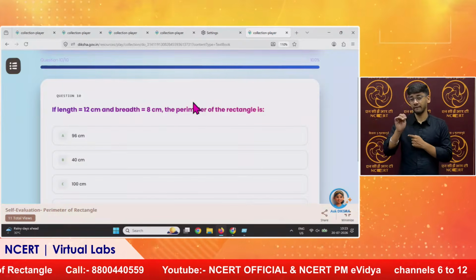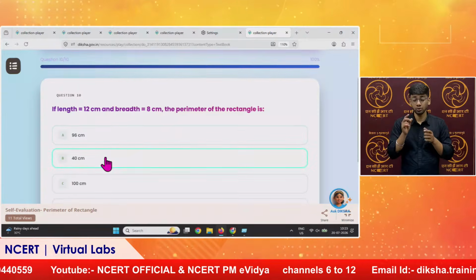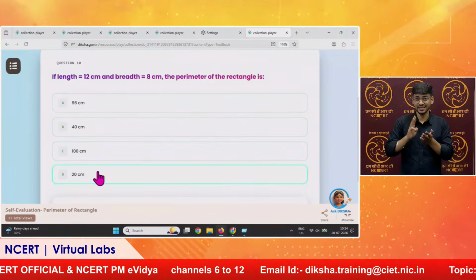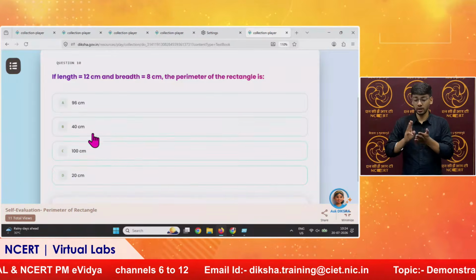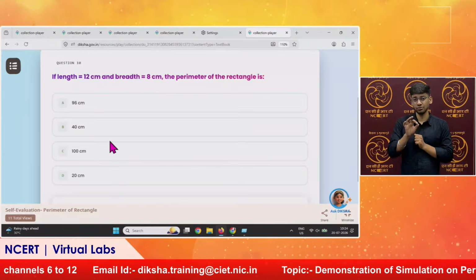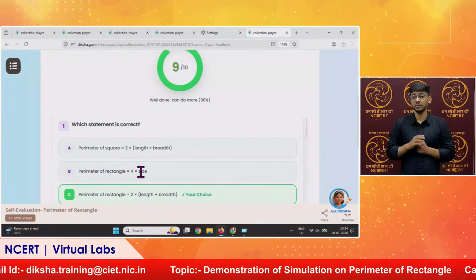We have to be very careful in terms of unit also. There might be two options. One is 40 centimeter and another one will be 40 meter. So this way we have to be very careful about the unit. So the correct option is option B, and we can move to the next question.